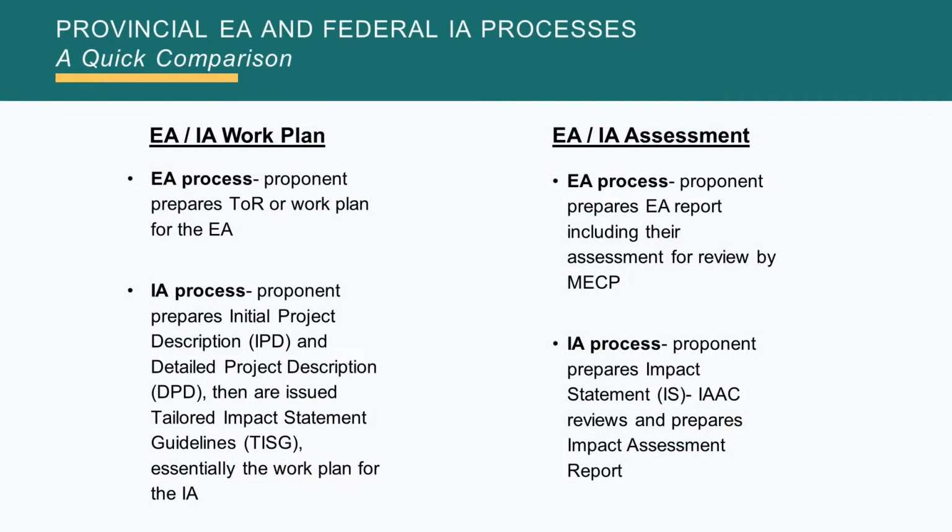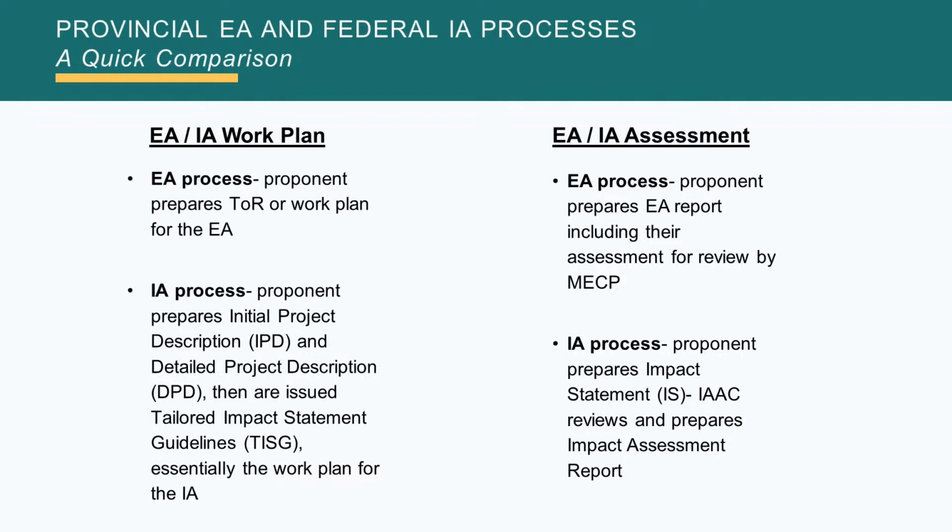So if we can move to the next slide, there we are. Okay, so I talked about the Tailored Impact Statement Guidelines. The Tailored Impact Statement Guidelines are the work plan for the impact assessment. But unlike in the provincial process, these are prescribed essentially by the Impact Assessment Agency of Canada. In the provincial process, the proponent prepares what's called the terms of reference, which is essentially the work plan for the environmental assessment, and then that is reviewed by the general public, Indigenous communities, and by MECP, the Provincial Environmental Agency in Ontario.